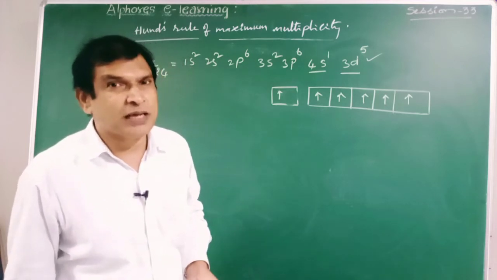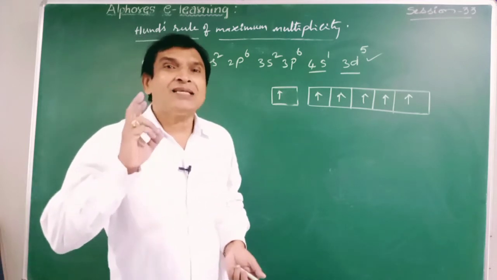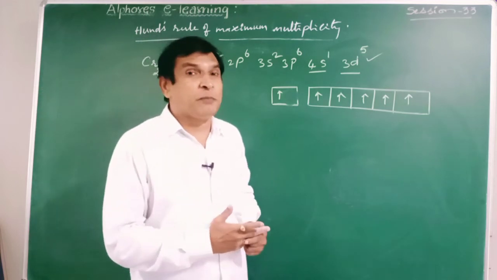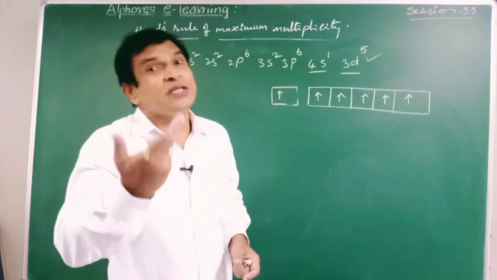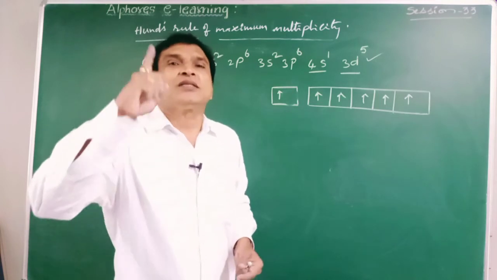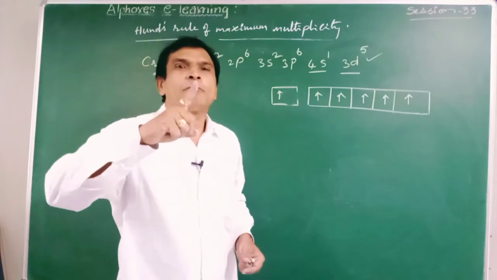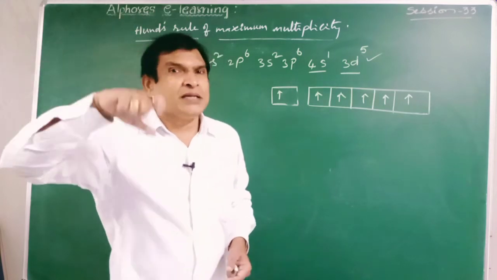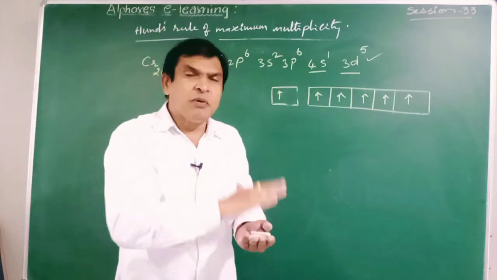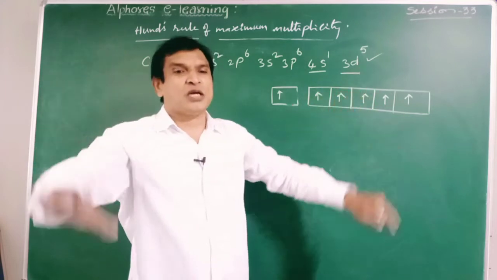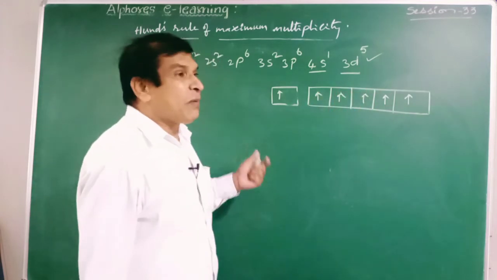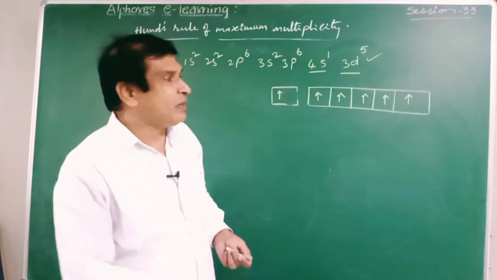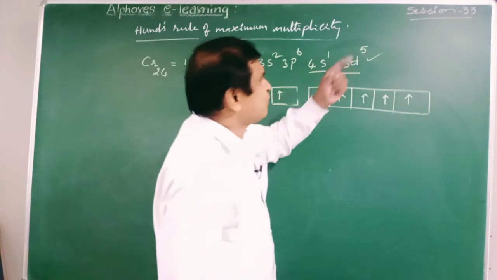It's a new concept again. As the number of exchange pairs increases, the exchange energy also increases. The species possessing maximum exchange energy are extra stable. That means the 4s1 3d5 configuration.